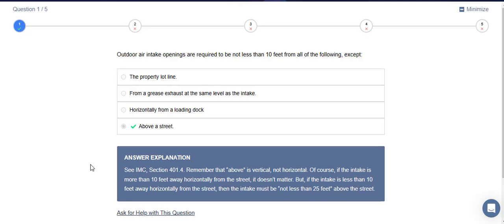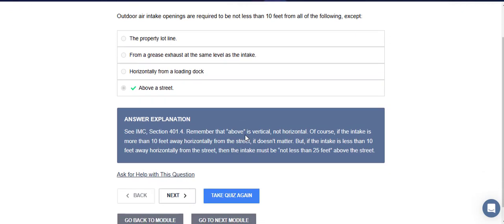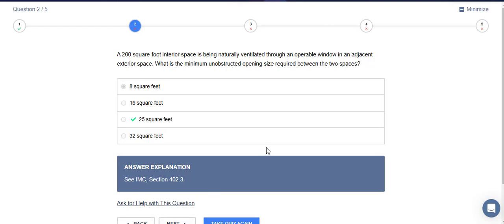Okay, review quiz. This is our quiz. Question number 1. Outdoor air intake openings are required to be not less than 10 feet from all of the following except: the property lot line, an exhaust at the same level as the intake, or the loading above the street. It must be not less than 10 feet above the street.